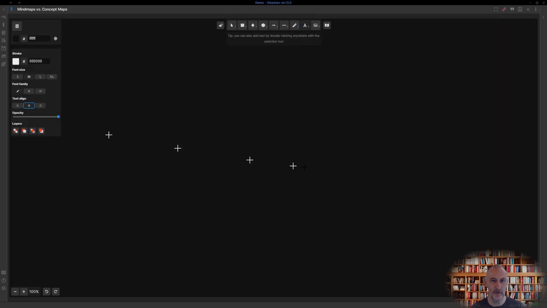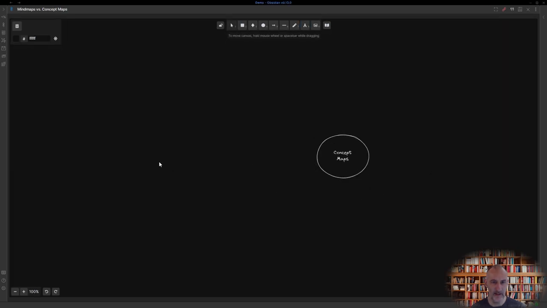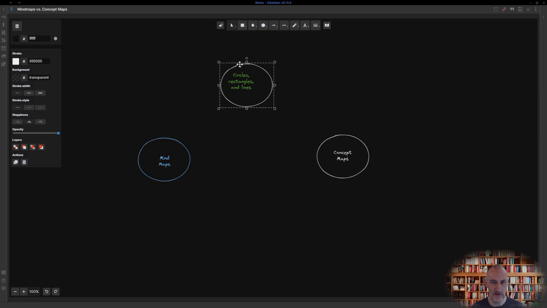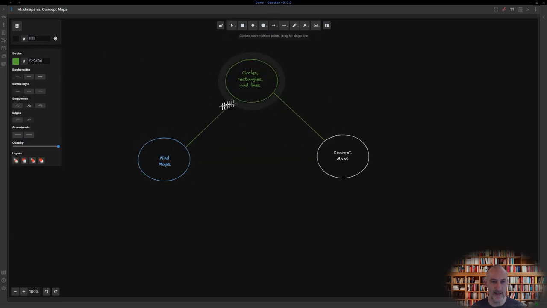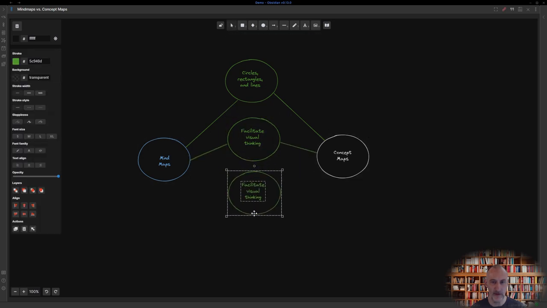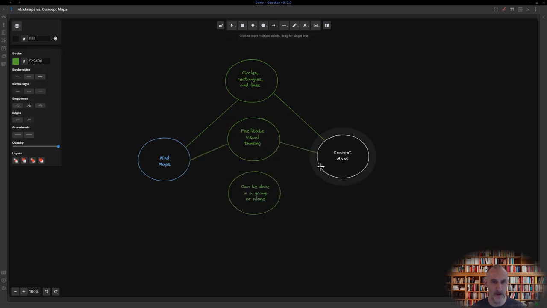Here's another example. Let's explore the similarities and differences between mind maps and concept maps. They both use simple circles, rectangles, and lines. They both facilitate visual thinking. Both of these can be used in a group or alone. And they are both very versatile and can be used in almost any domain and in many situations.